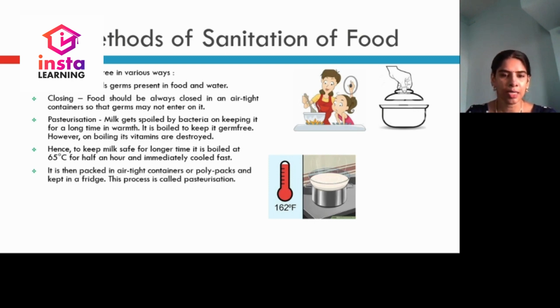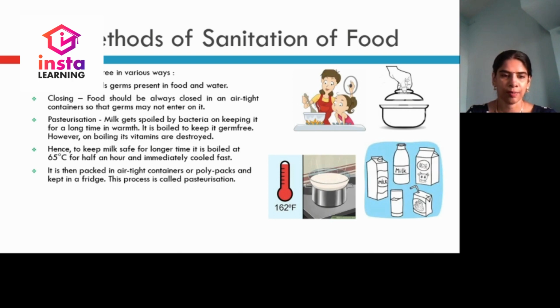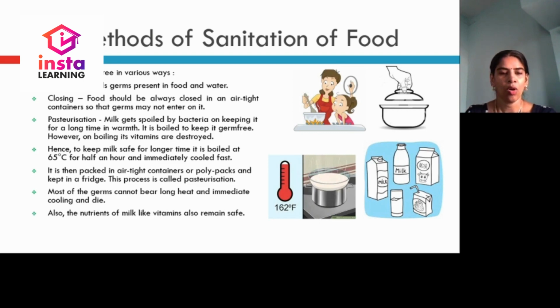It is then packed in airtight containers or poly packs and kept in the fridge. This process is called pasteurization. Most of the germs cannot bear long heat, and hence with immediate cooling they die. Also, the nutrients of milk like vitamins remain safe. So we learnt 3 methods of food sanitation, that is cooking, closing and pasteurization.